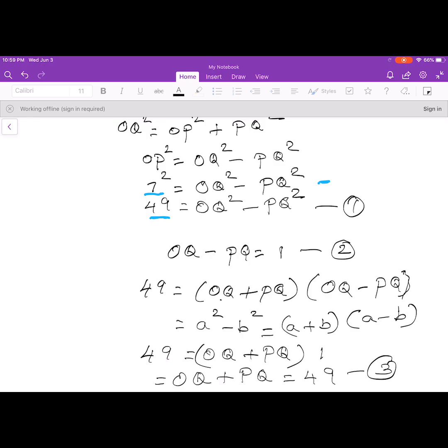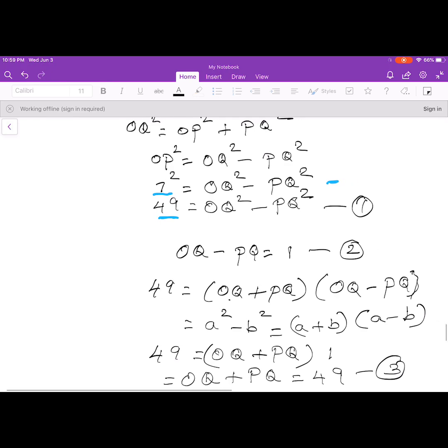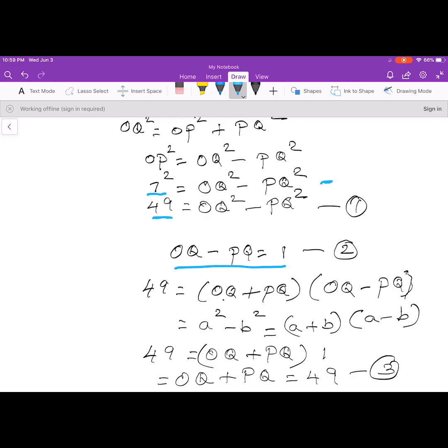And OQ minus PQ is equal to 1 is given data, so I'll take that as equation 2. This is A square minus B square, so I can write it as A plus B and A minus B. So OQ plus PQ and OQ minus PQ. OQ minus PQ is 1. When I multiply, OQ plus PQ is equal to 49.